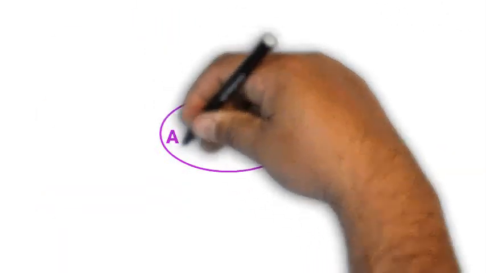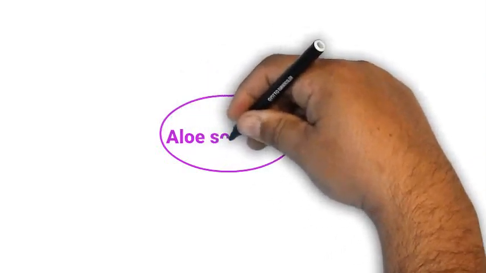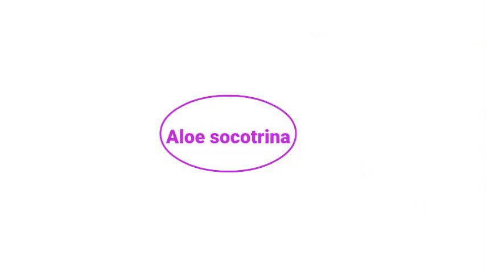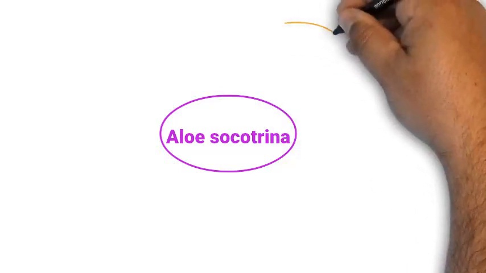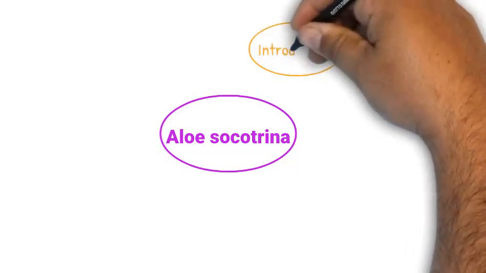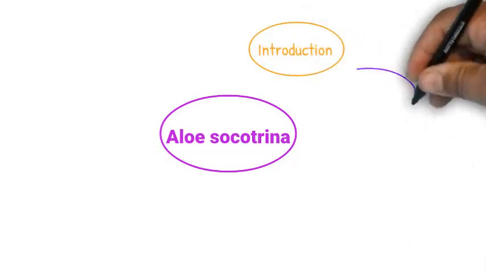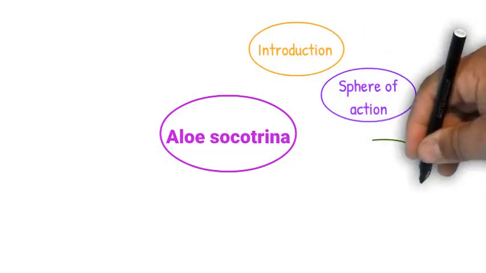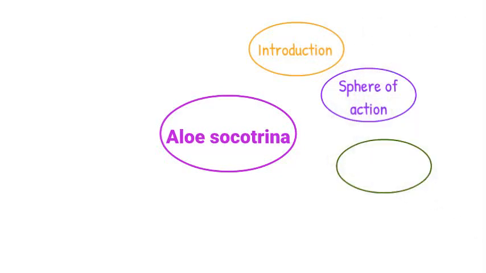Today we will discuss a very beautiful drug from our homeopathic Materia medica, Aloe socotrina. We will discuss general information regarding this drug in the section Introduction. Then we will discuss its sphere of action, the systems or the organs affected by this drug. We will discuss the disease conditions, signs and symptoms produced by this medicine.